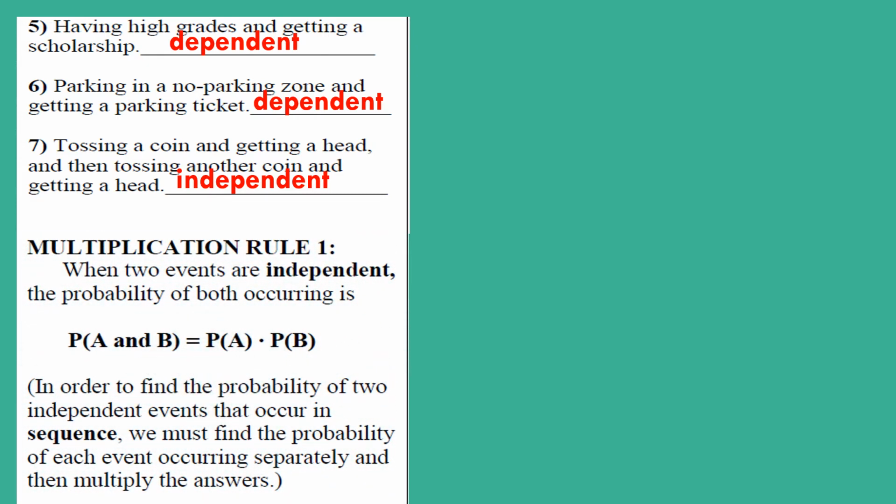Multiplication rule number 1. When two events are independent, the probability of both occurring is: probability of A and B equals the probability of A times the probability of B. So, in order to find the probability of two independent events that occur in sequence, we must find the probability of each event occurring separately and then multiply the answers.